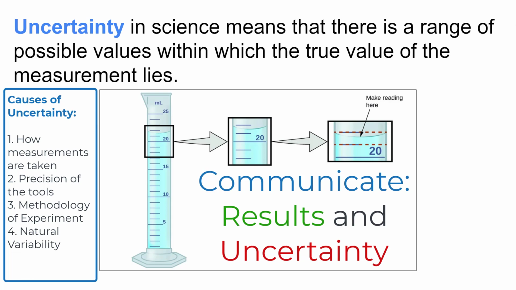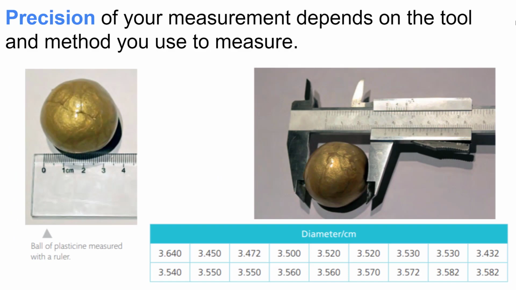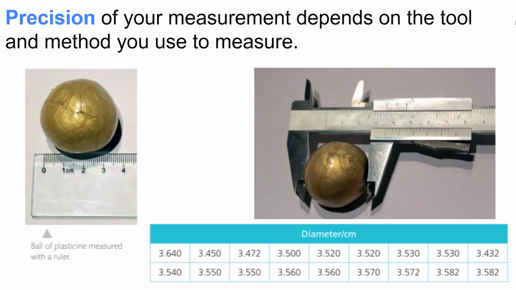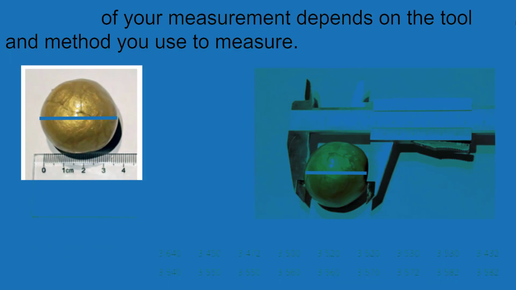Before we learn about the ways uncertainty can be introduced into science, we must first understand the difference between precision and accuracy of measurements. The precision of a measurement depends on the tool and method used to measure. In the example below, the diameter of a gold ball is being measured by two different tools, a ruler and a caliper. In the case of the ruler, the measurement is considered to be less precise because the person must eyeball the outer edge of the spherical shape in order to measure the length across the sphere.